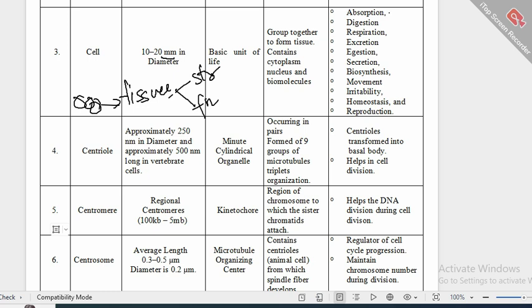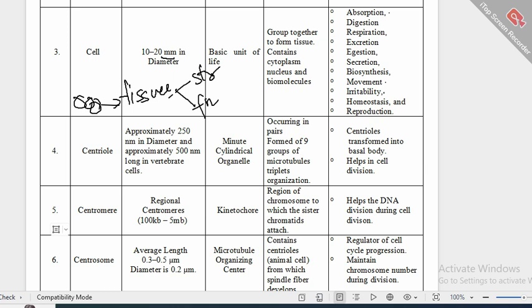So the functions of the cell are absorption, digestion, respiration, excretion and egestion of the nutrients along with its secretion, biosynthesis, that is formation of nutrients, movement from one place to another place, irritability to sense and respond to changes in its surrounding, and homeostasis, which is maintenance of the inside and outside of the cell environment. Reproduction, as we all know, mitosis and meiosis take place in the cell.